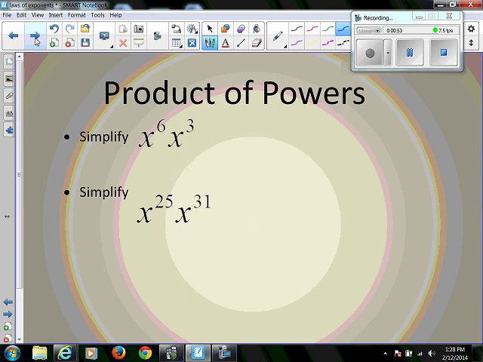Let's look at two more. Now we know the rule. We're going to add 6 plus 3, and we have x to the 9th power. I would like for you to do the next one.